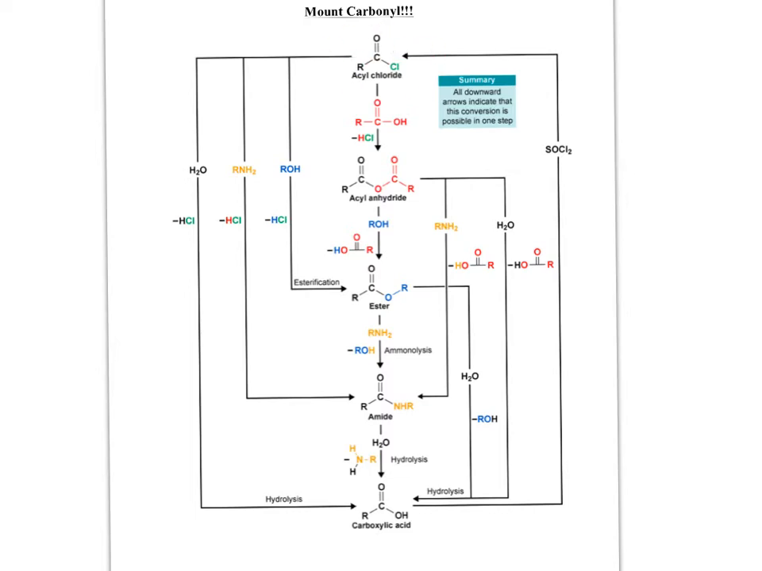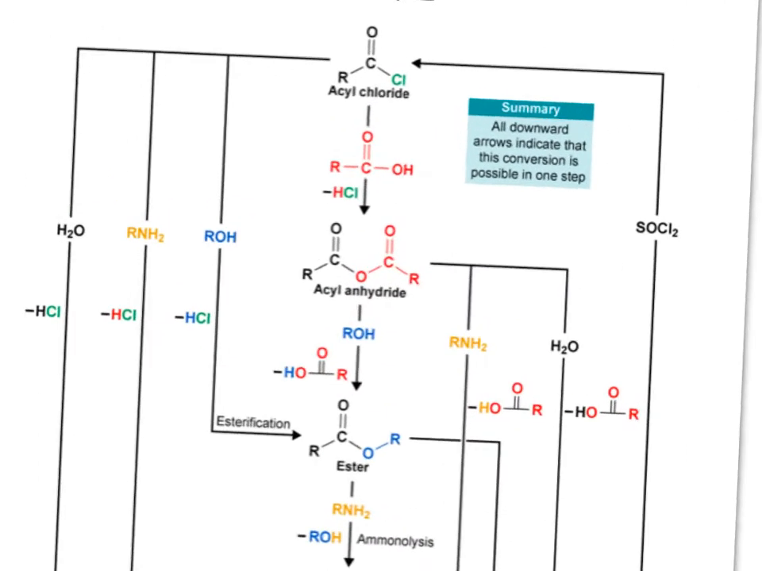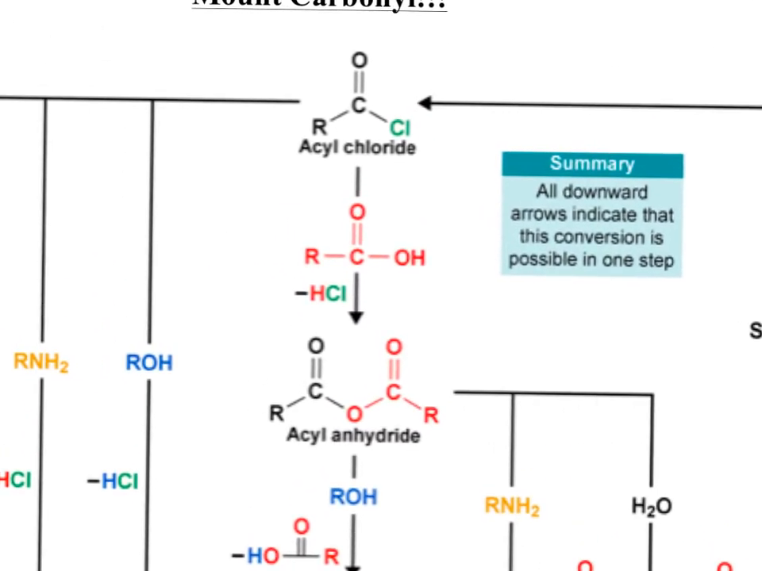Acid chloride is really reactive because this is a really good leaving group. So what you start to look for is what are good leaving groups on here. How can things be a good leaving group? How can things be stabilized with a negative charge or neutral?